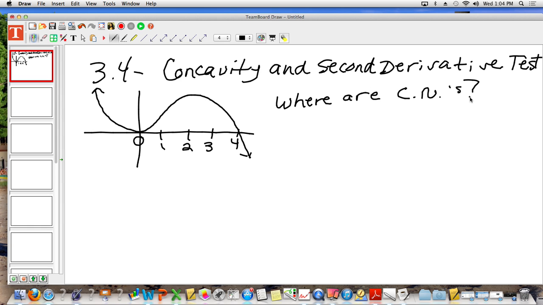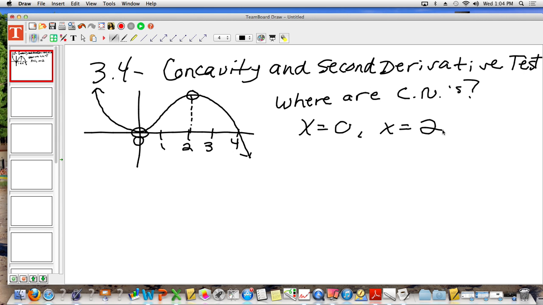0 and 2. Yeah, 0 and 2. Now we know that they're at 0 and 2. We know we have an x value of 0 because that is, what do we call this point right here? A relative minimum. Very nice. And then we also know that up here we have another one because it is a, what do we call that point? A relative maximum. So the critical numbers happen at 0 and they happen at 2.